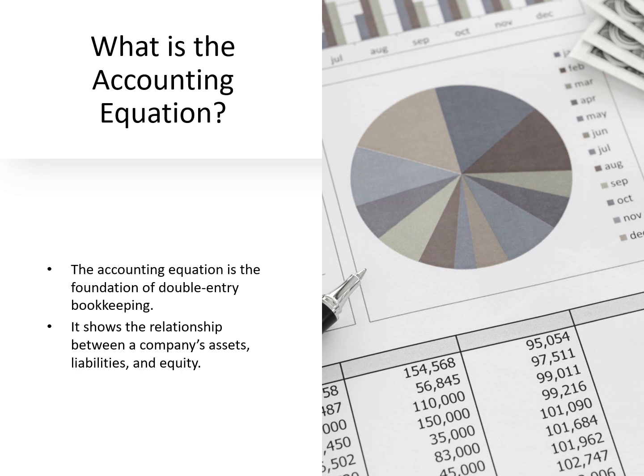So what is the accounting equation? It's a formula that shows how a company's resources or assets are funded, either through borrowing, which is liabilities, or through ownership, which is equity. Every transaction in accounting affects at least two accounts in a way that keeps the equation balanced.